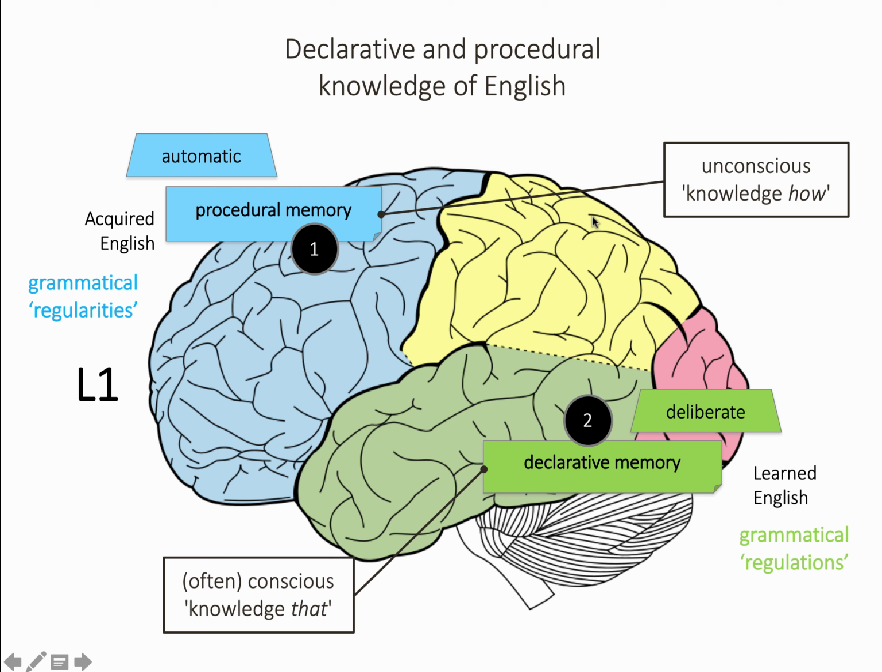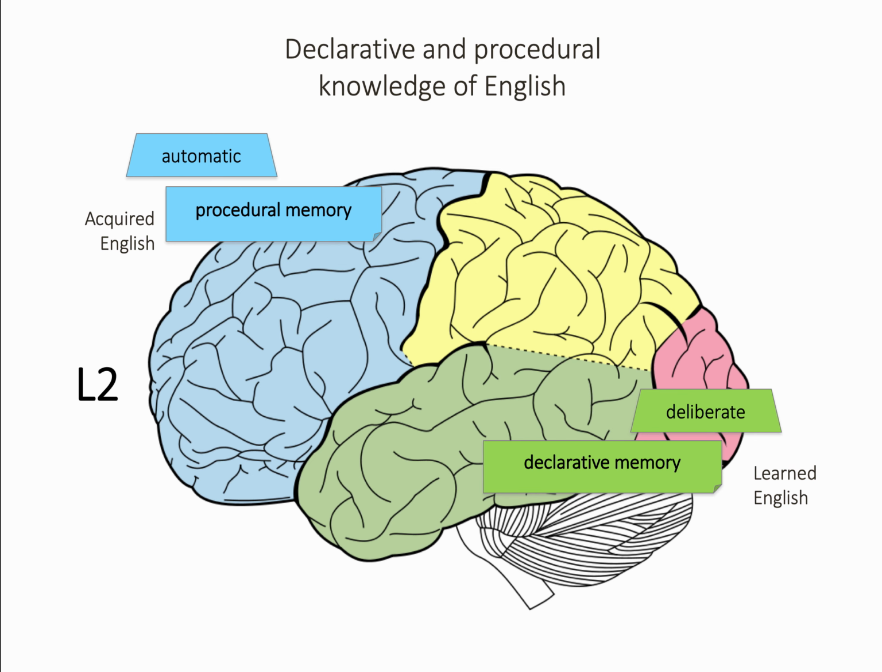Okay, let's now consider L2 English development. Where does the process start? For most learners, it starts in a classroom with deliberate study. So the first knowledge of L2 English is stored in declarative memory and is consciously learned rather than being naturally and unconsciously acquired. Once there, accessing it for production and comprehension is usually very effortful, especially if learners are getting just a few hours of practice per week.